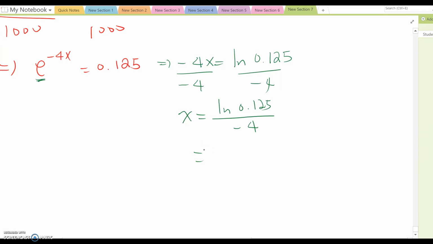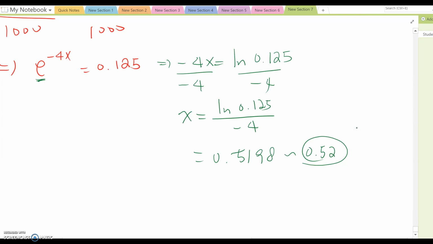So if you calculate ln 0.125 divided by negative 4, then you will get 0.5198. You estimate this as 0.52.